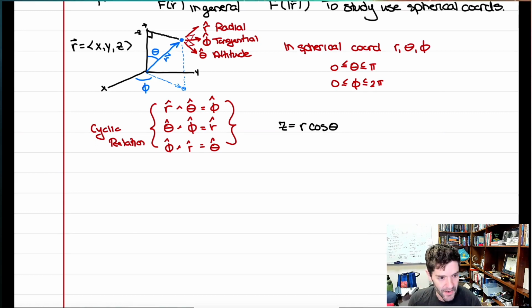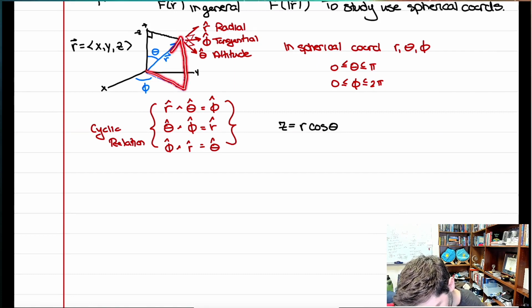To get the x and y components, I have to first project myself down into the xy plane. So then that gives me the shadow. And the shadow, again, there's another triangle here. Let me highlight it. Right, there's this triangle here, where, again, by the rules of right triangles, the shadow has length not r, but r sine theta.